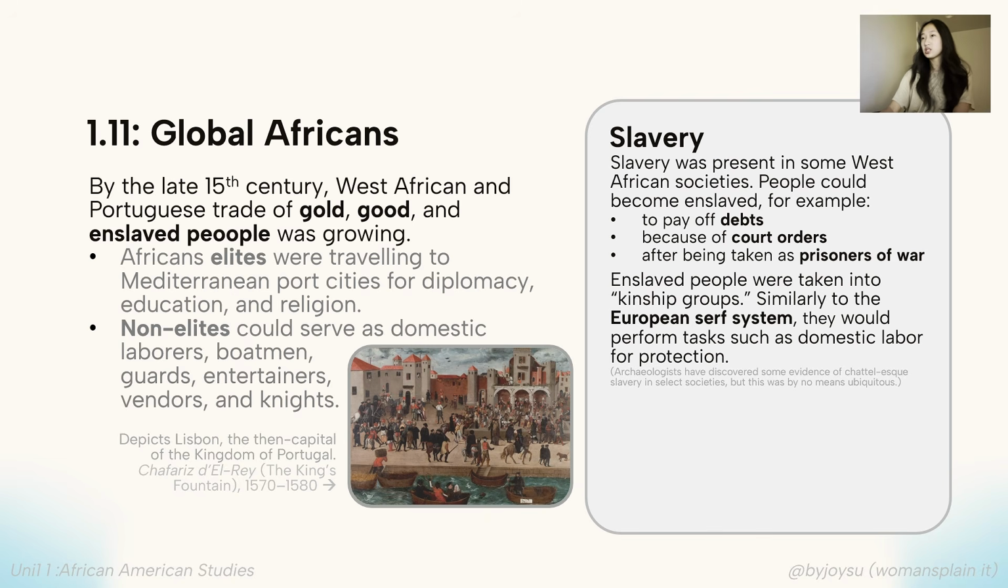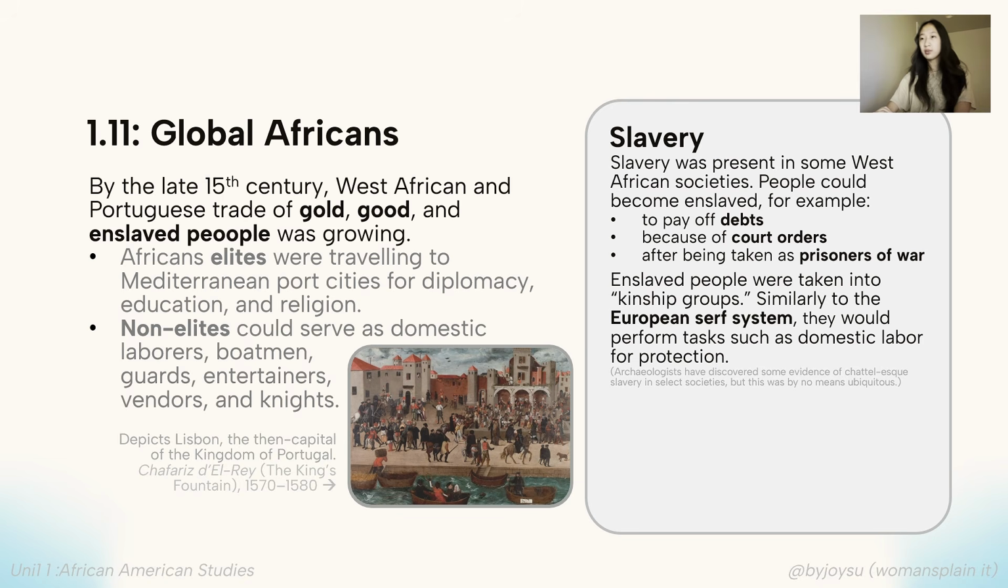Some West African societies did include enslaved people. This was a lot more similar to the European serf system than American chattel slavery. People could become enslaved because of debts, court orders, or war. Then they would perform tasks like farming or domestic labor within their assigned kinship groups. The difference here is that enslaved people were not objects. You weren't enslaved because of your skin color or because your grandfather was enslaved. Enslavement wasn't hereditary and often wasn't even permanent.